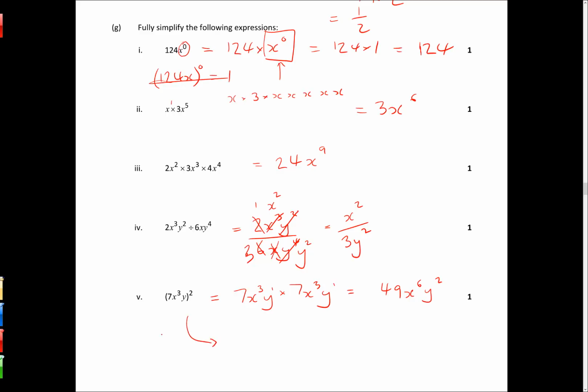Or, I could have said that the 2 means square everything in the brackets. So 7 squared is 49. X cubed to the 2 is an x to the 6, and a y to the 2 is a y to the 2. I think it's safe with the first way, with whatever works for you.